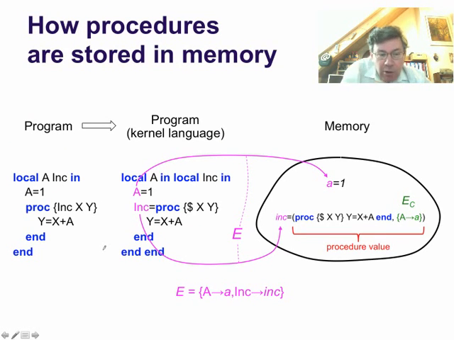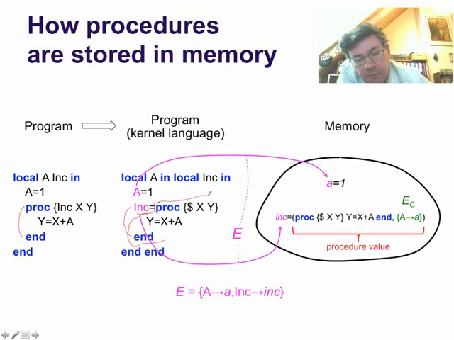So how are they stored in memory? Well, here's our program. Here is our proc inc xy definition. Here is the kernel language. In fact, what I've just showed you is the kernel language version, where inc is equal to the proc definition here. Okay, and in memory here at the right, we have the variable little inc is bound to the procedure value.